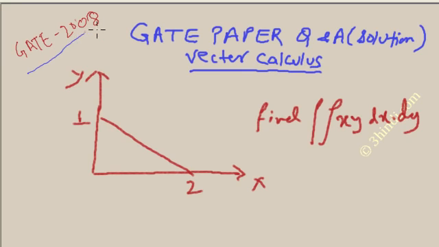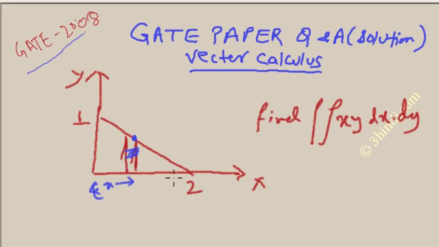This is another question of GATE 2008. This is the shaded area, and for this shaded area you are required to find out the double integration of xy dx dy. So suppose I'm taking one strip here, and this is the elementary part. So suppose this is x. So for this strip x is constant, y is variable.